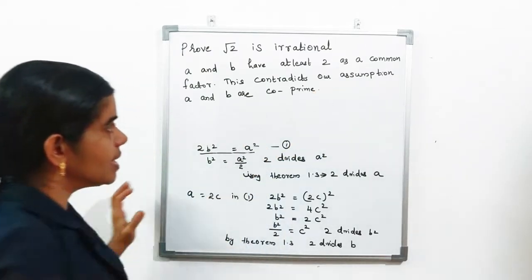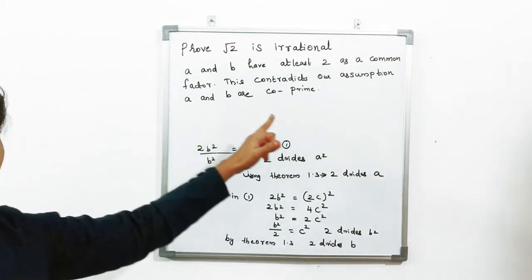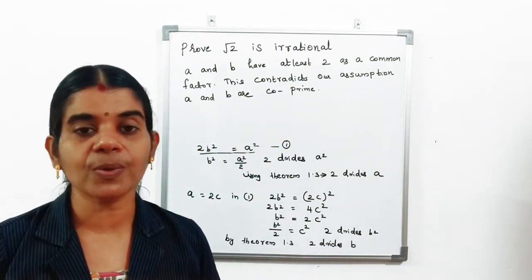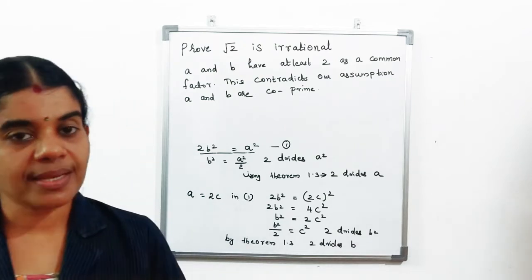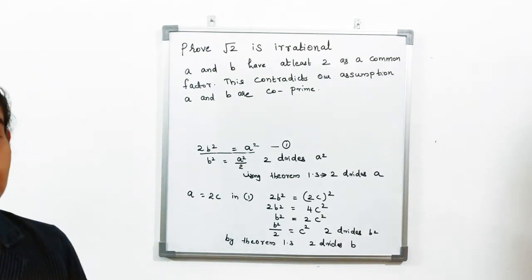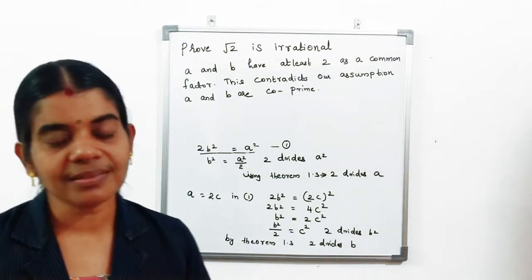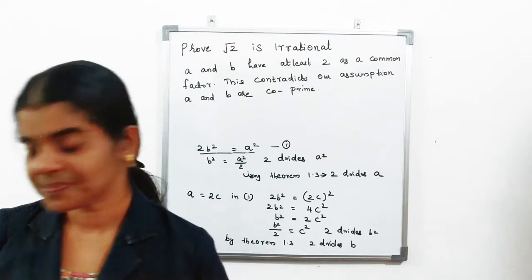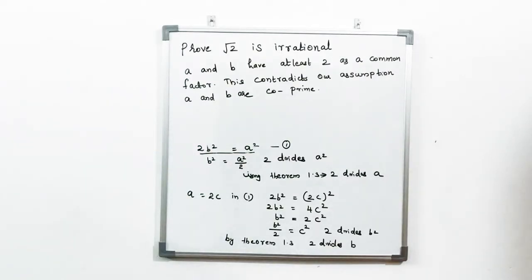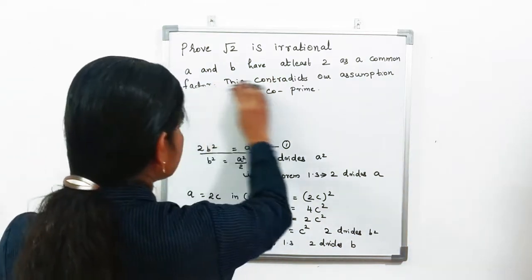After this, it contradicts the assumption A and B are co-prime. This contradiction arises because of our wrong assumption that root 2 is rational. So our assumption was wrong. So root 2 is irrational. This way you want to prove root 2 is irrational. Is it clear? Next I will show how we can prove the same way.